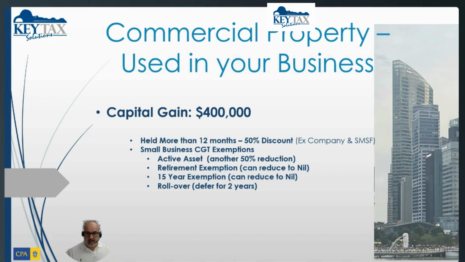to nil. 15-year exemption, again, if you've owned the property for more than 15 years or you've used it majority of the time in the 15-year period, you can also reduce that to nil, and there's a rollover for a deferral for 2 years, which means you could use that money to actually buy a further capital gains. Now, these exemptions are very complicated and they need to be investigated in much more detail. However, just be aware of them when you look at buying an investment and buy an investment for your company.